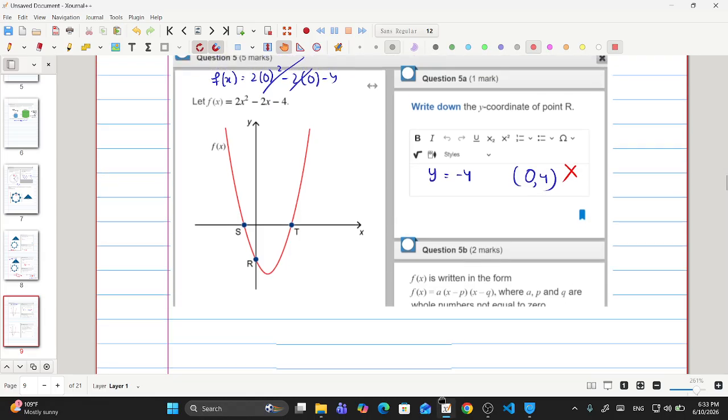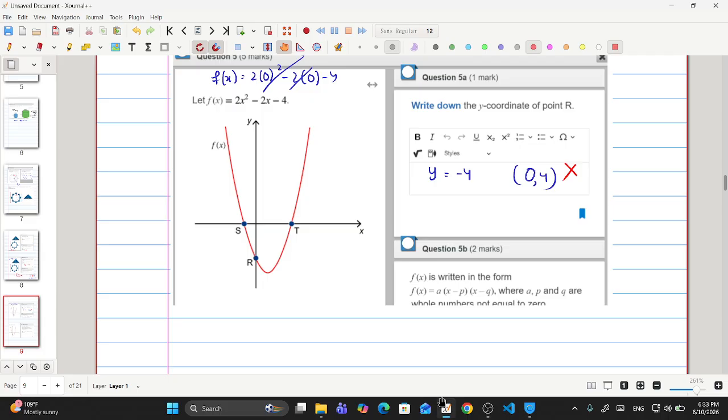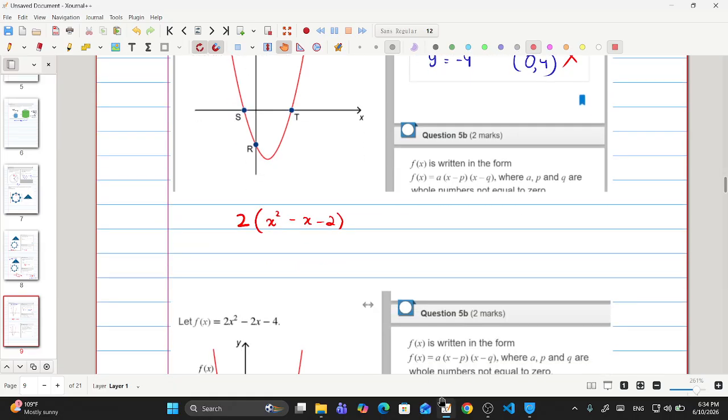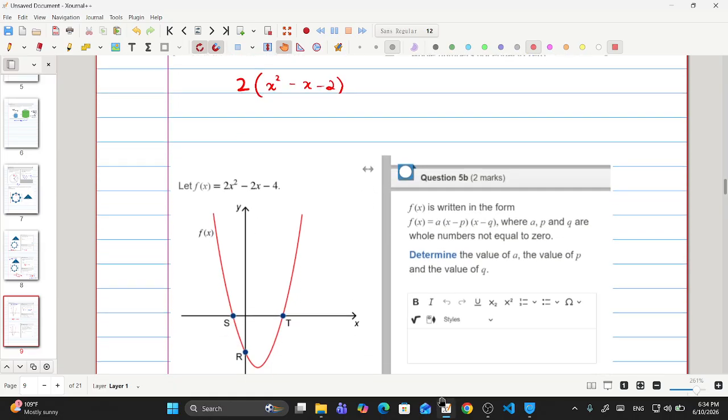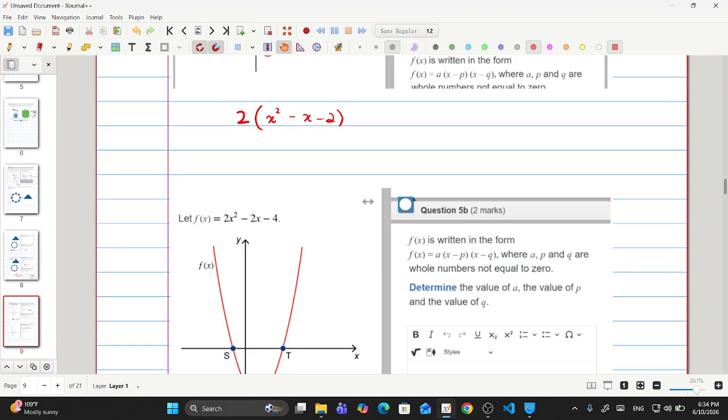f of x is written in the form f of x equals a into x minus p into x minus q, where a, p, q are whole numbers not equal to 0. Okay, that's great. So basically what it did is that it took one value as common. Now, logically speaking, 2 should be taken as common in this situation, isn't it? If I take 2 as common, within the bracket I have x squared minus x minus 2. So automatically I know that the value of a is supposed to be 2. And if I was to compare it, that's instant. It's not exactly rocket science. x squared minus x minus 2.